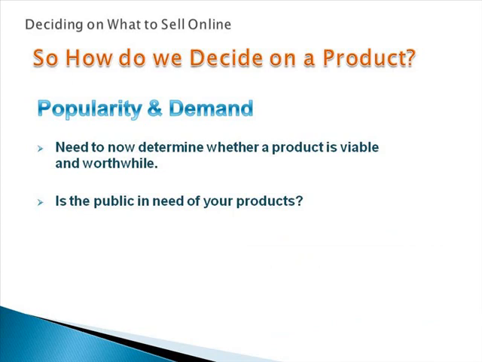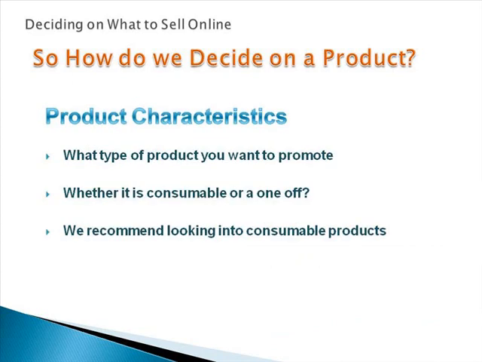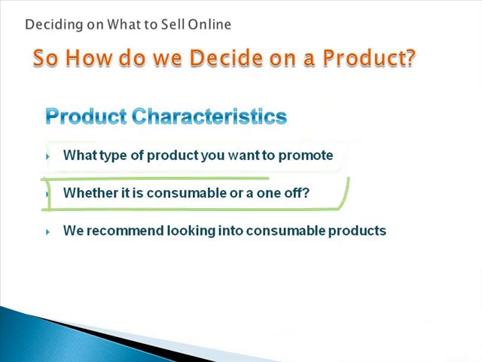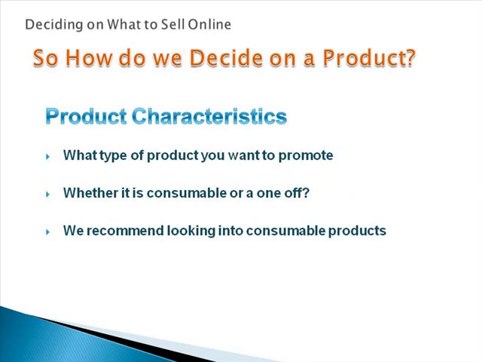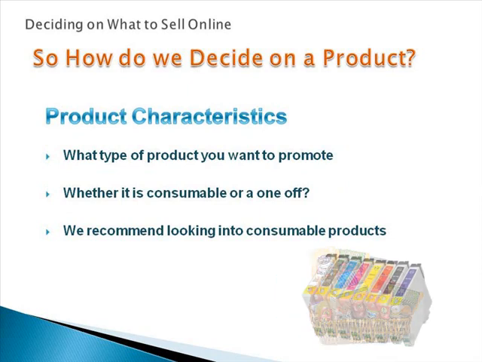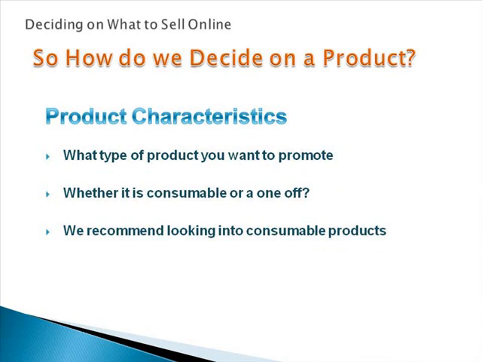The third step in the 6-step process to deciding on your product is product characteristics. There are many different products for a variety of uses. However, what you'll need to consider is what type of product you want to promote and whether it is a consumable product or just a one-off. For instance, selling products like skin creams, toothbrushes, sealed foods, or ink cartridges are all consumable items, meaning that your customer will more than likely buy from you again as they will buy your product as a necessity.